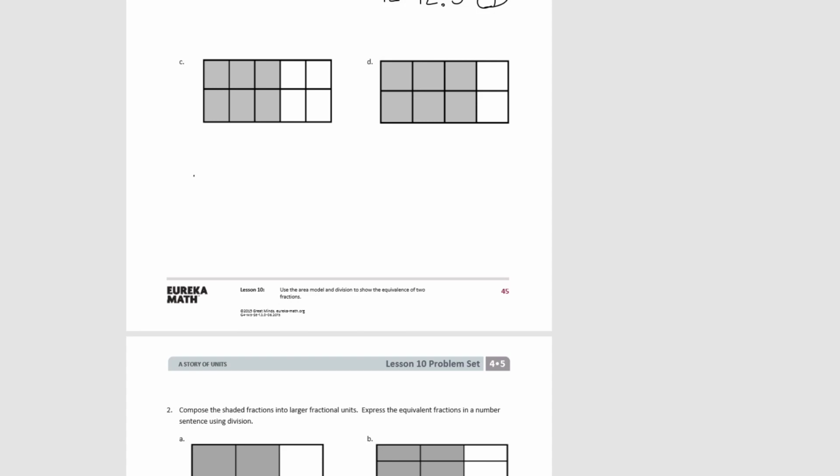Okay, for C, we started out with 10 total units. 6 of them were shaded. We see these numbers are both even, so we know we can divide by 2.